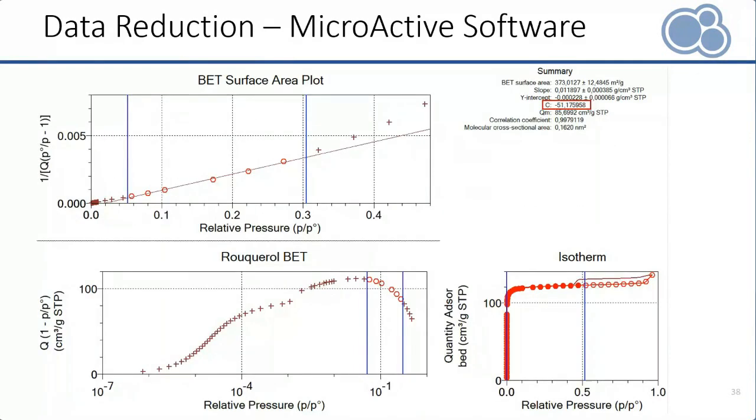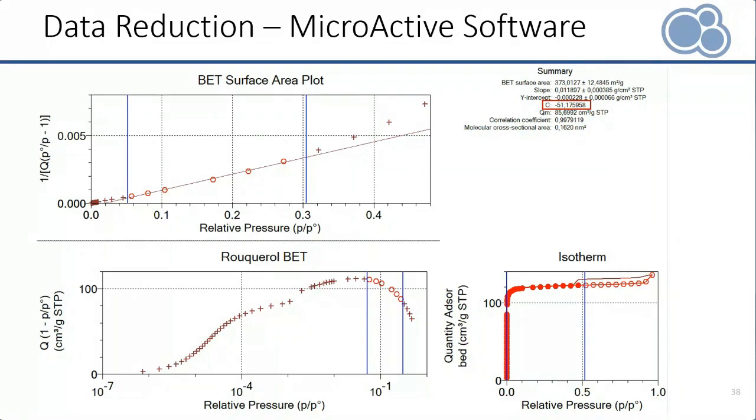This is how the BET data reduction window looks like in the Micromeritics software. Beside the BET plot on the upper left side, which must reflect the linear range, the software also shows the Rouquerol plot on the lower left side. Therefore, the first three criteria can easily be checked.